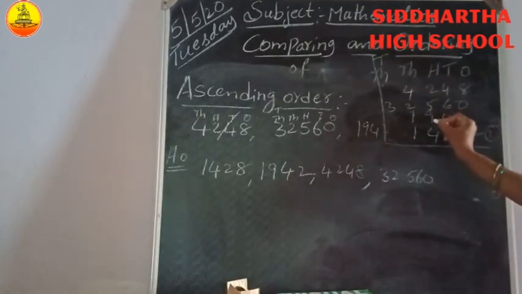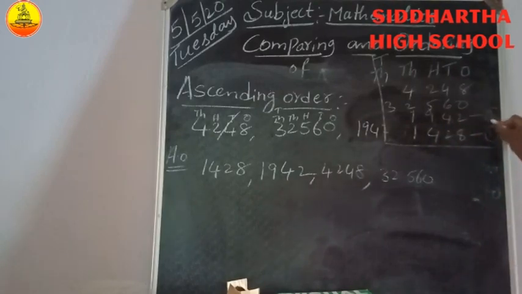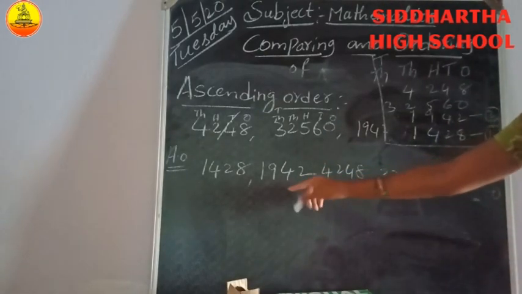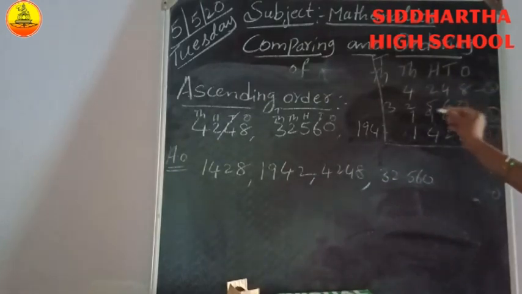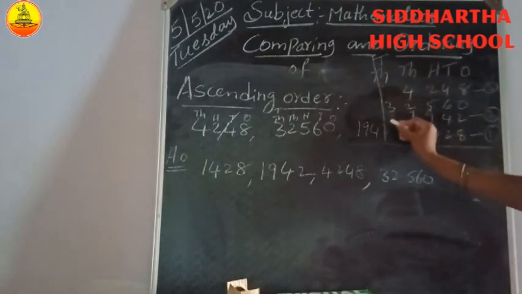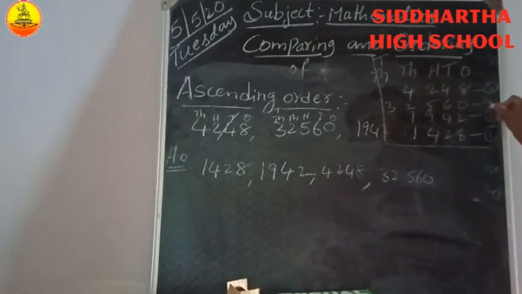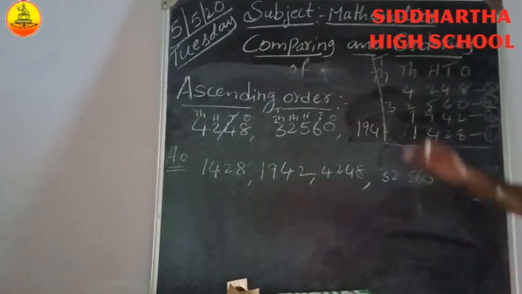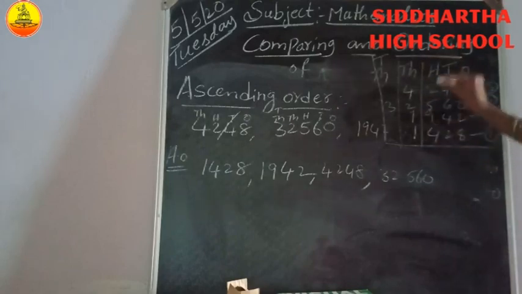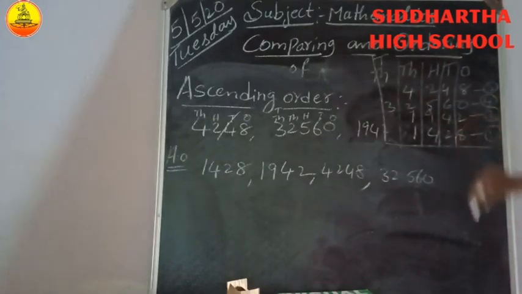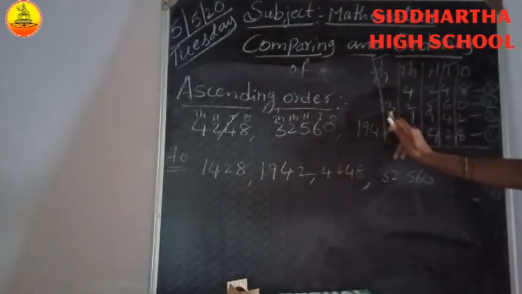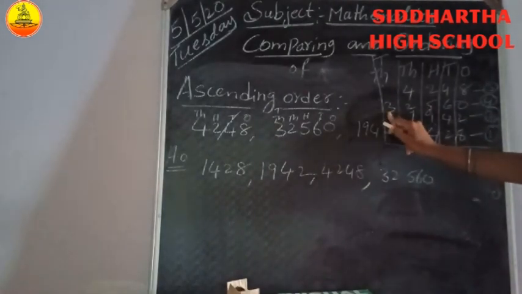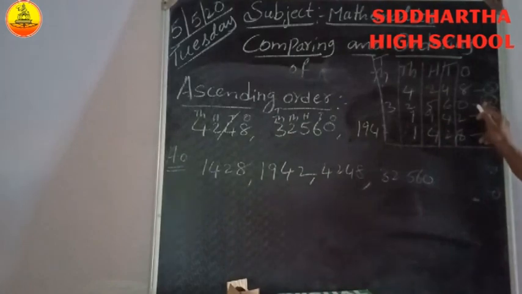Okay, 1,942 will come second. Next one 4,248 third. Why? Because the last is 32,000, so here we get 4,000. By comparing with the place value chart also, you can say which is big and which is small. Here there are many digits, and here not so many. Here a 5-digit number, that's why it is the big one and comes last.